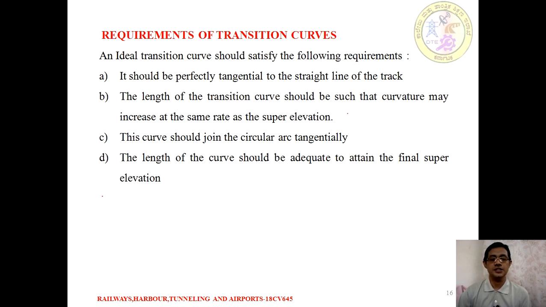The length of the transition should be such that the curvature increases at the same rate as the super elevation increases. The curve should join the circular arc tangentially, so it should be tangential to both the straight line of the track and the circular curve. Next, the length of the curve should be adequate to attain the final super elevation provided on the track system.